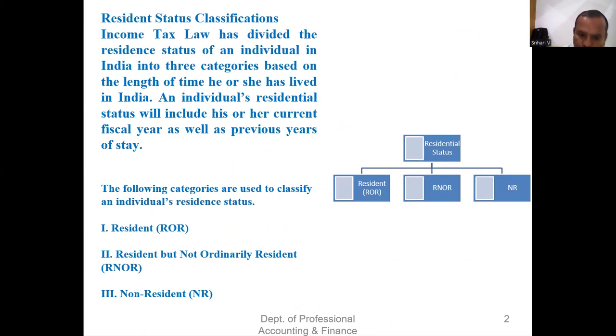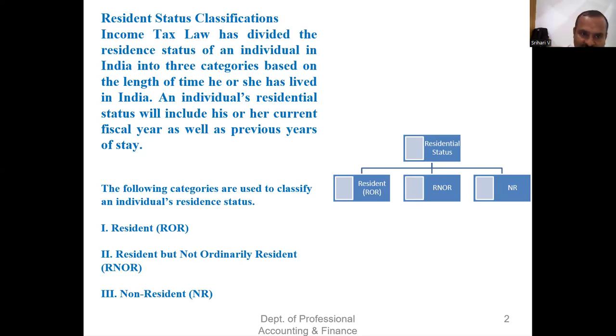Resident, not ordinary resident, non-resident. Based on this, the income tax department is going to impose or levy tax on an individual. The individual is classified into three categories: resident, ordinary resident (ROR), resident but not ordinary resident (RNOR), and non-resident.